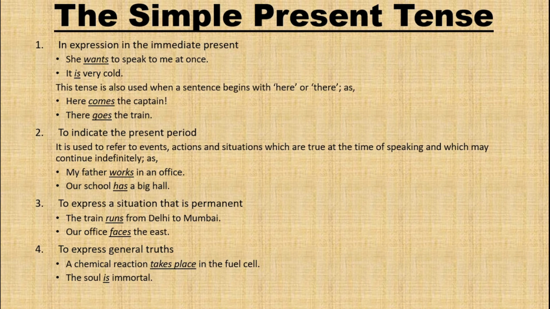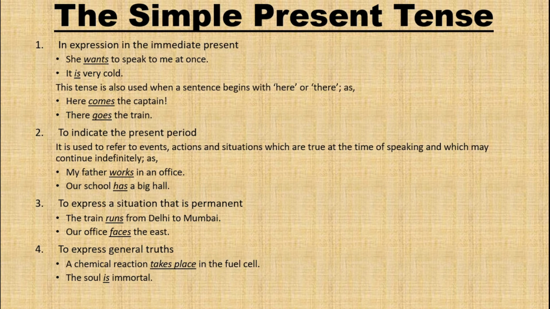This tense is also used when a sentence begins with "here" or "there." Remember this: whenever a sentence begins with "here" or "there," we have to use the simple present tense. Here comes the captain. So "comes" is the simple present tense. There goes the train. "Goes" is the simple present tense.